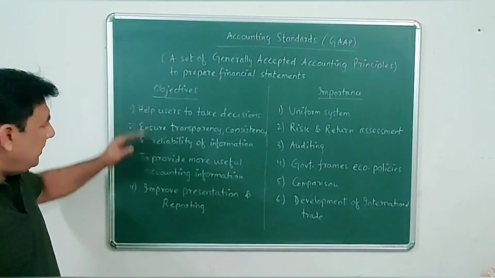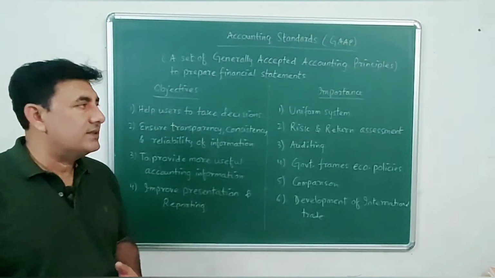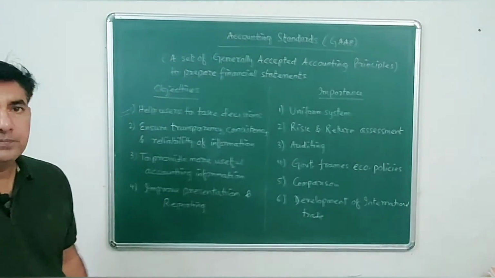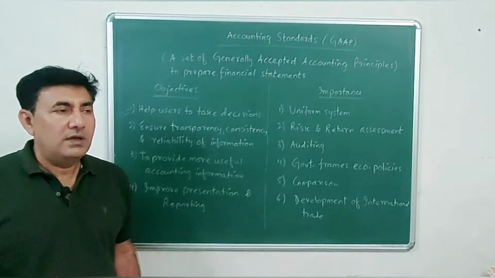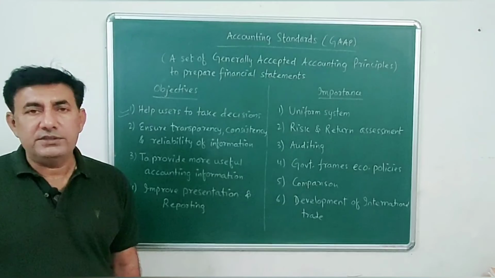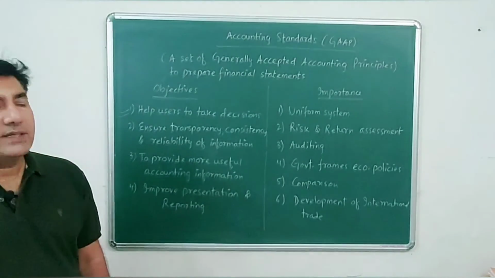Let's see what are the main objectives of these accounting standards. The first one, it helps the users to take decisions, especially the owners and the investors. So they can take major decisions based on the accounting standards.